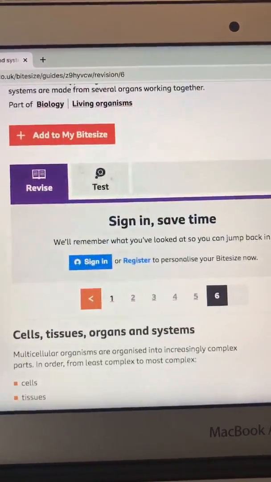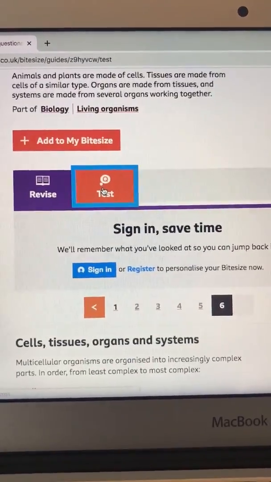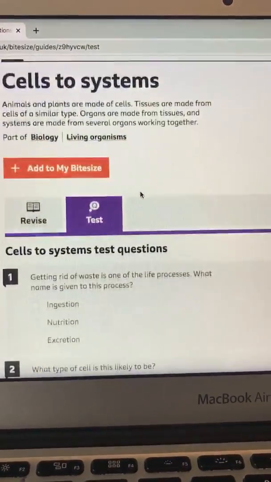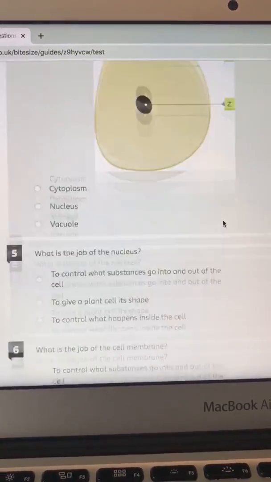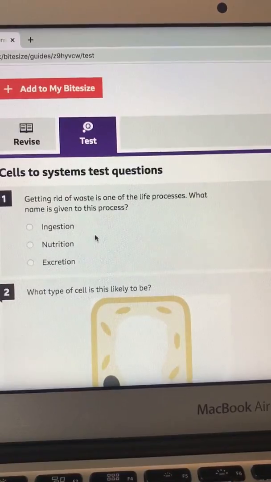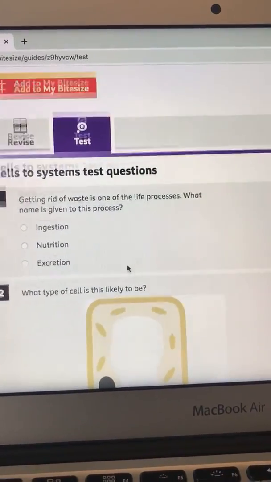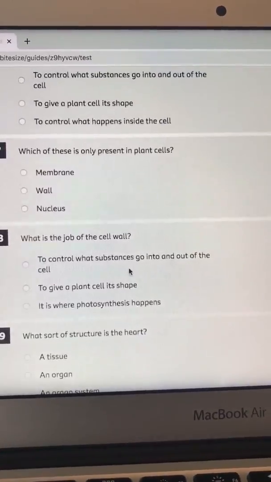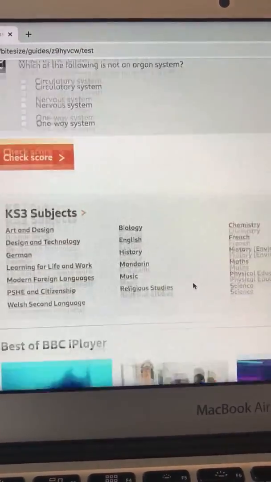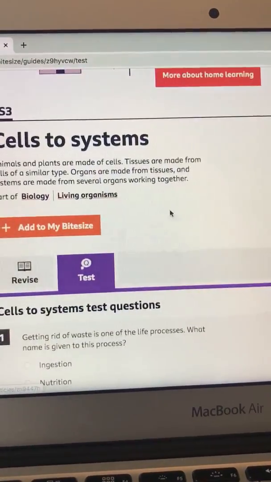And then when you finish this, you go back, go up, and then click on the test button, and here you have the questions. Okay, you have 10 questions, right, and then you can check your score. Right, you basically do this, and when you check your score, it will tell you how you did, and then you can always go back and do it again.